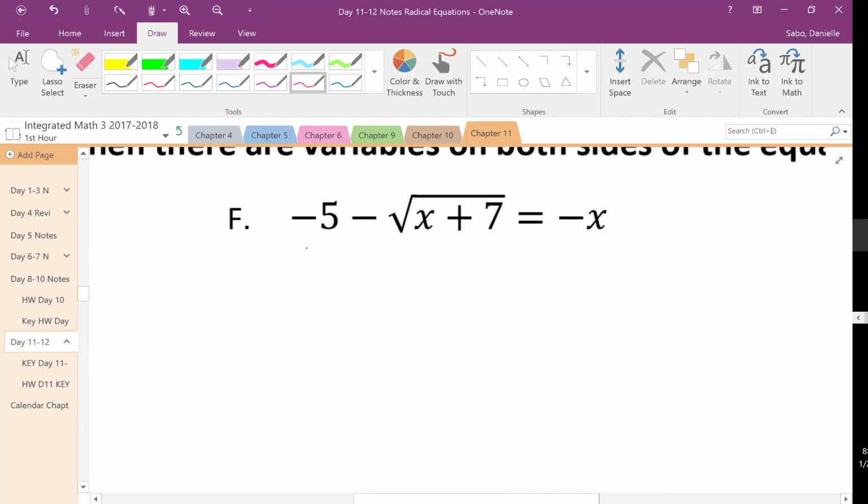So when I isolate the variable, that means the radical, just a highlighted portion. That means that this -5 needs to go away, and the negative, in order for it to be isolated. So I have to add 5 to both sides. Now you cannot add 5 to x because they're not like terms.